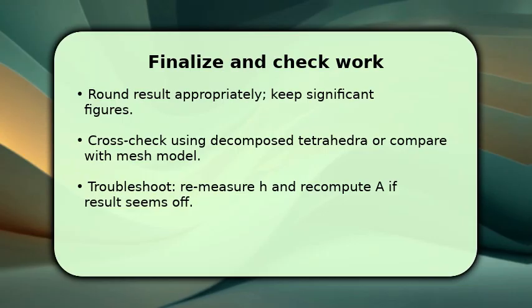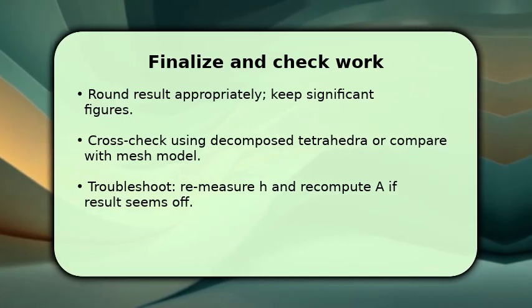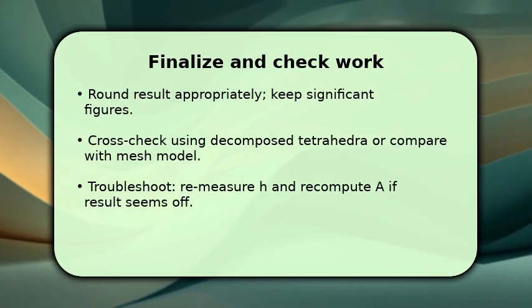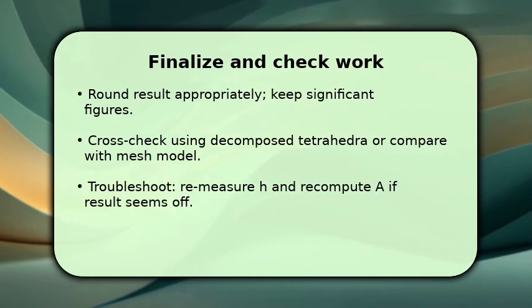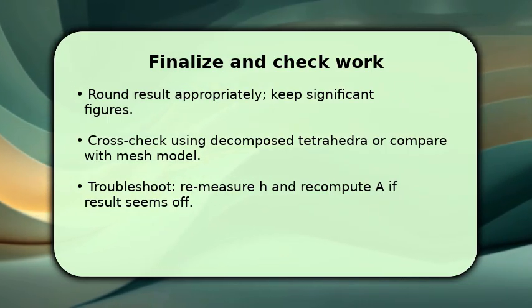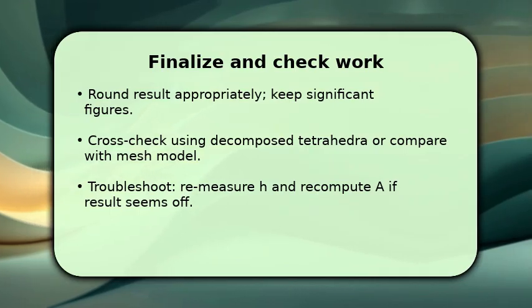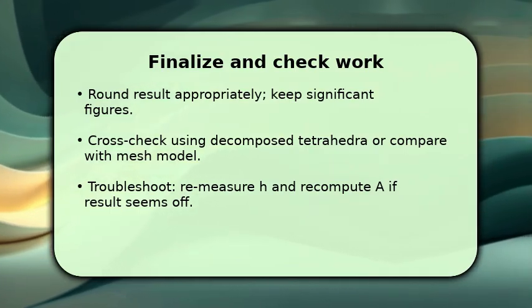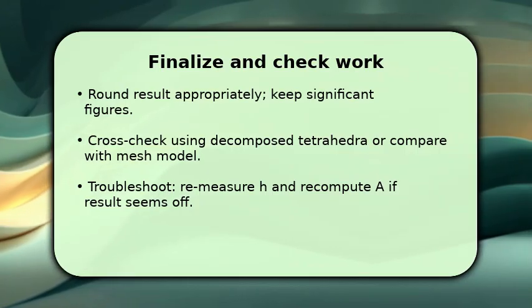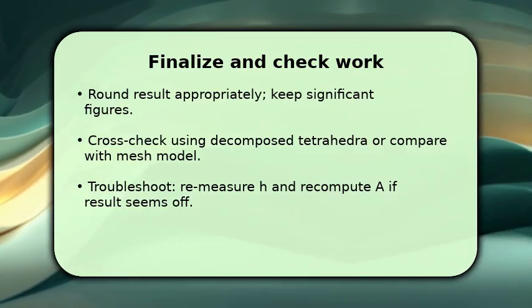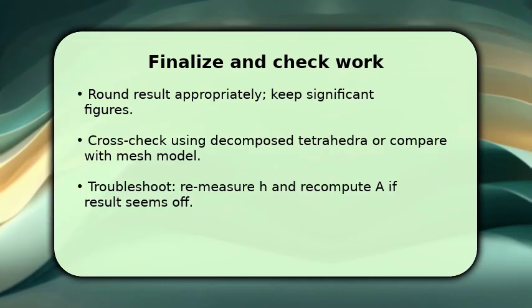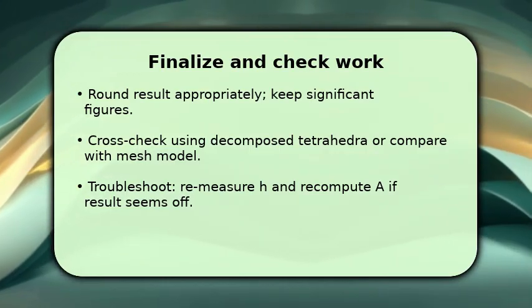Next, validate the answer. Compare with a decomposition method or a simple 3D model to confirm order of magnitude. If the pyramid is irregular, re-evaluate whether h is perpendicular to the chosen base. If a mismatch appears, remeasure the height and recompute A. Small errors in A or h create proportional volume errors, so correct those before reporting the final value.